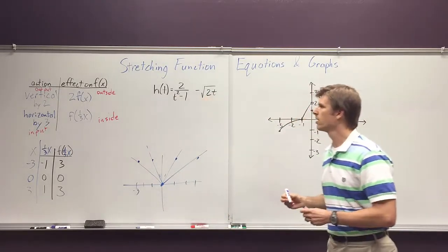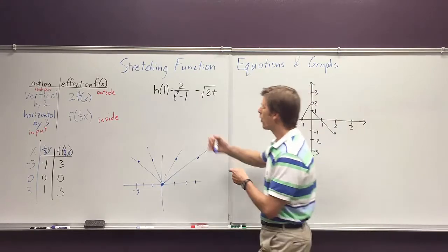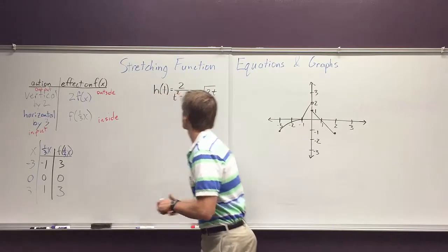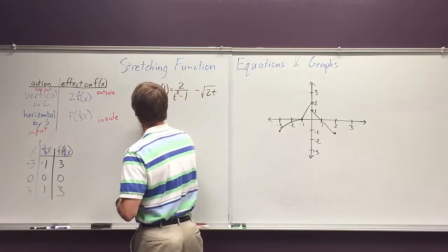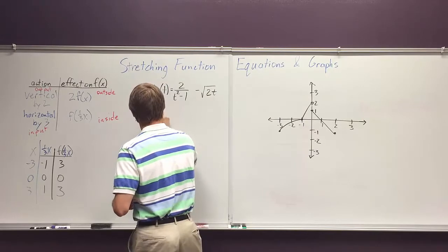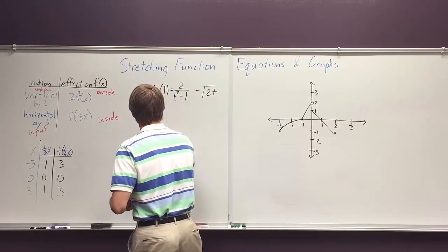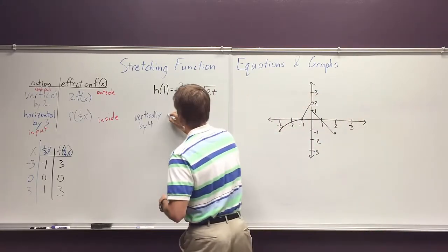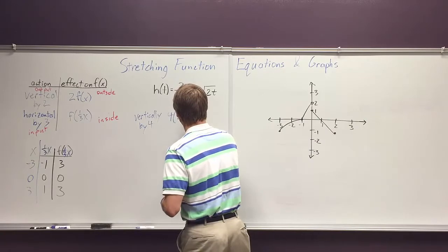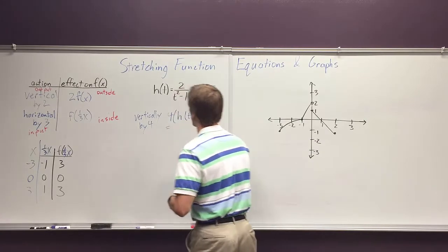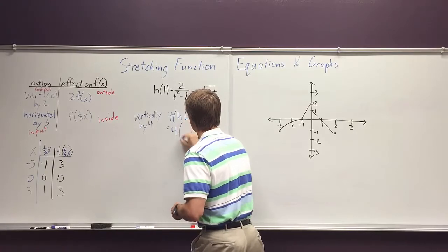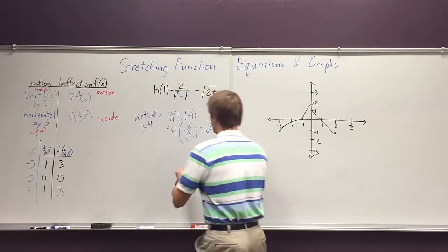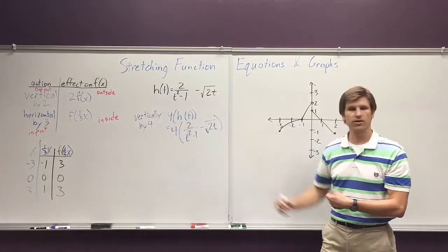Now we can do that with the equation here. Let's go ahead and stretch this vertically by 4. Okay. Well, vertical is actually the easy one to do. So that's 4h of t, or you could write that as 4 times 2 over t squared minus 1 minus the square root of 2t. Now you could distribute that 4 to both terms, but this is perfectly correct like that.